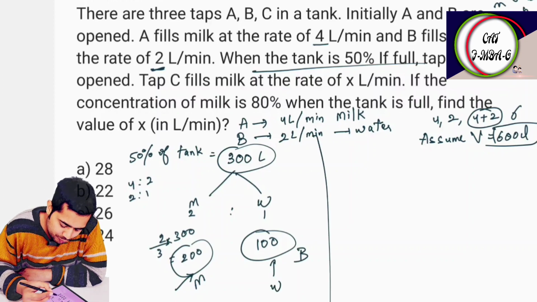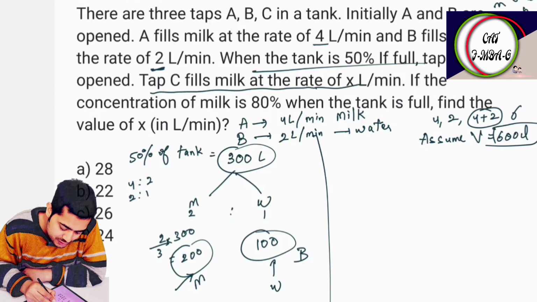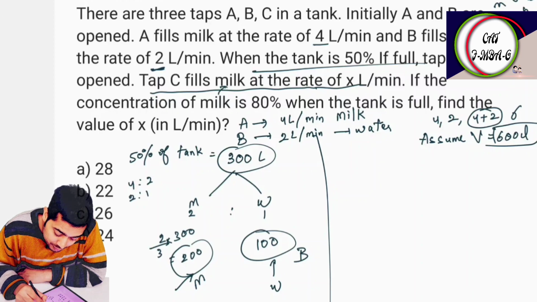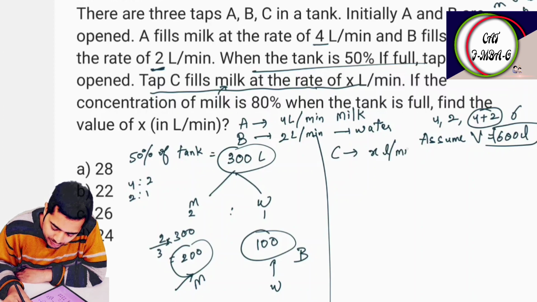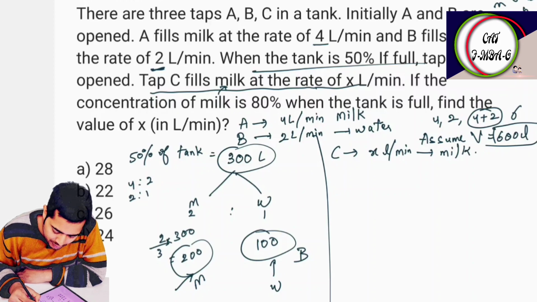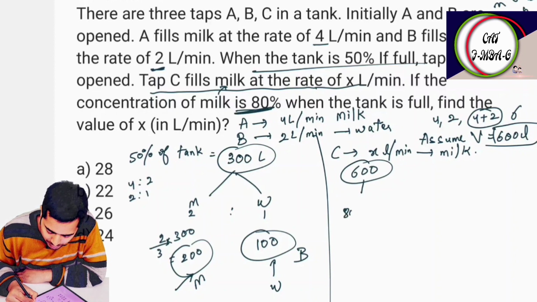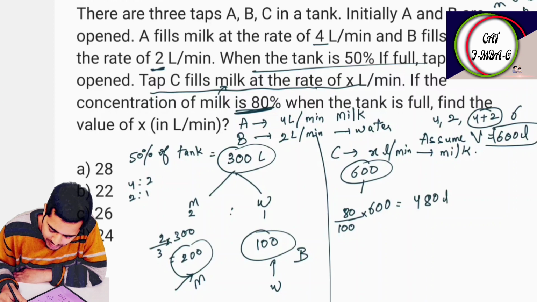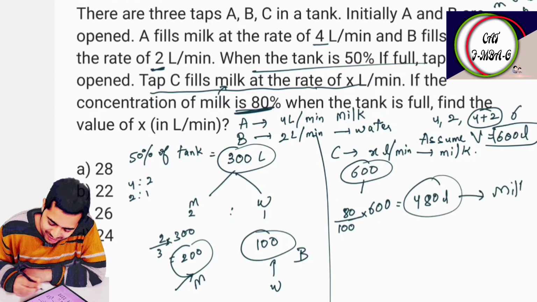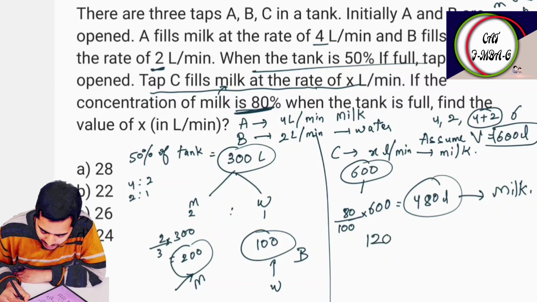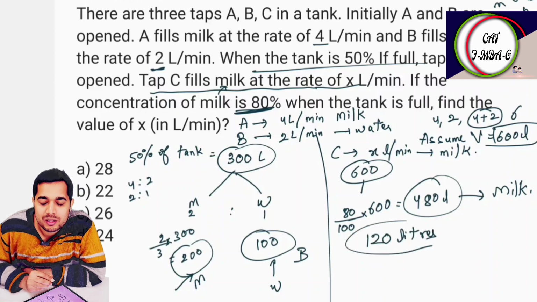Simple. After that, tank C is opened. Tank C fills at the rate of X liter per minute. And what is tank C filling? Tank C is filling milk. Tank C X liter per minute. It is filling milk. When the tank is full, 600 liters, then the concentration of milk is 80%. So 80 by 100 into 600 is equal to 480 liters. This is milk. And remaining is water. So 120 liters is water when the tank is overall full.